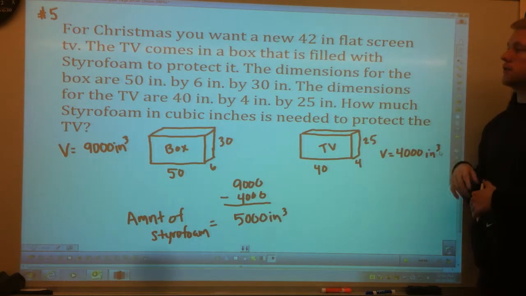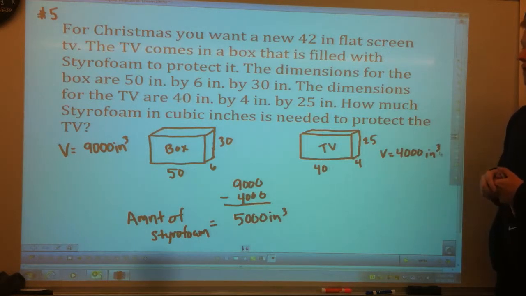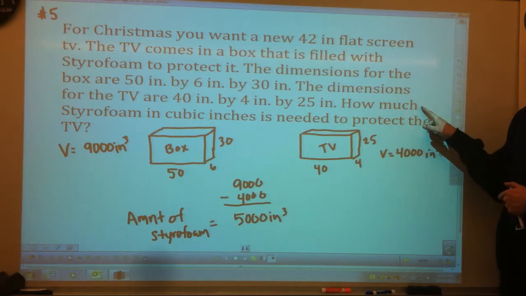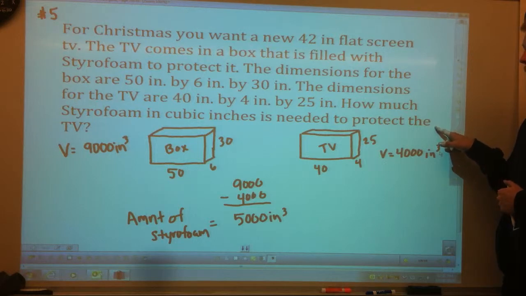So the question is, for Christmas, you want a new 42-inch flat screen TV. The TV comes in a box that is filled with styrofoam to protect it. The dimensions for the box are 50 inches by 6 inches by 30 inches. The dimensions for the TV are 40 inches by 4 inches by 25 inches. How much styrofoam in cubic inches is needed to protect the TV?